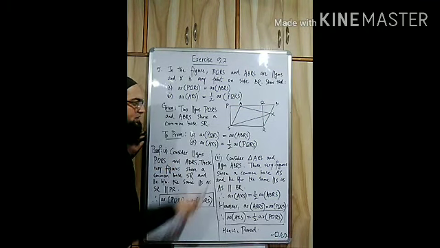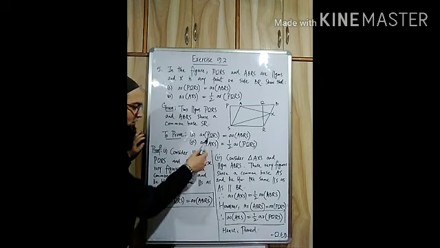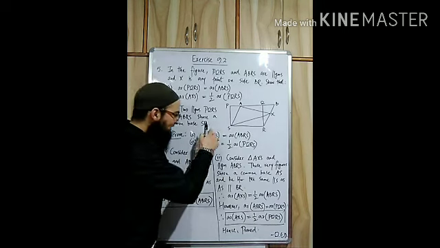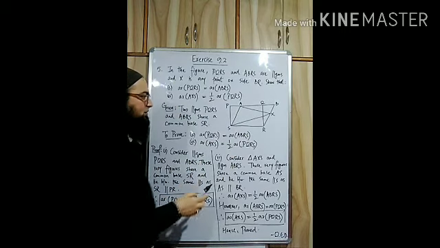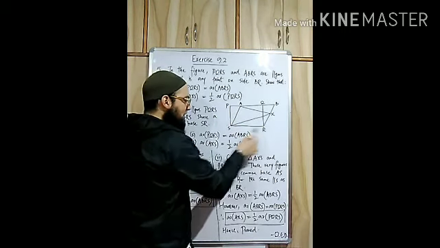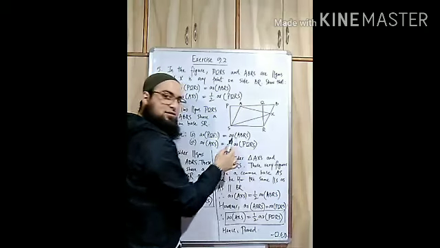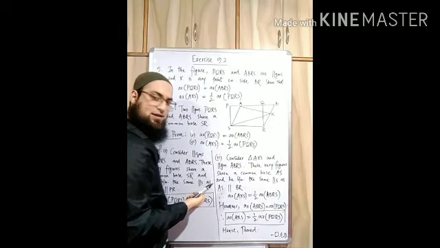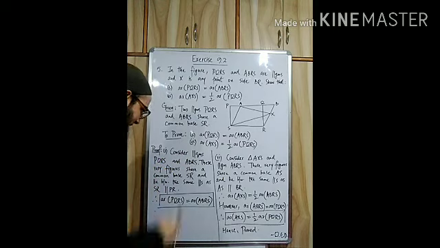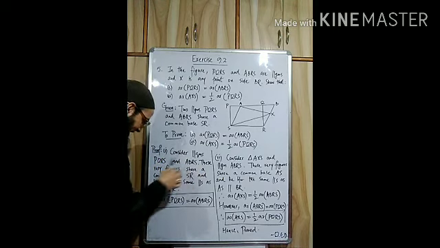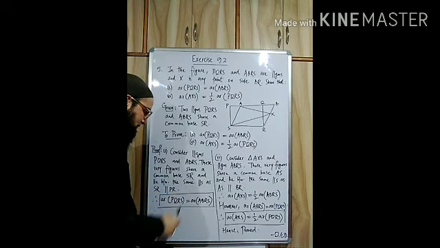Consider these two parallelograms, PQRS and ABRS. If you observe carefully, they share a common base, RS. Consider parallelograms PQRS and ABRS. These figures share a common base, SR.